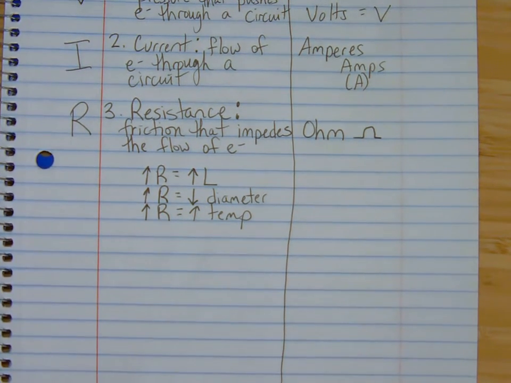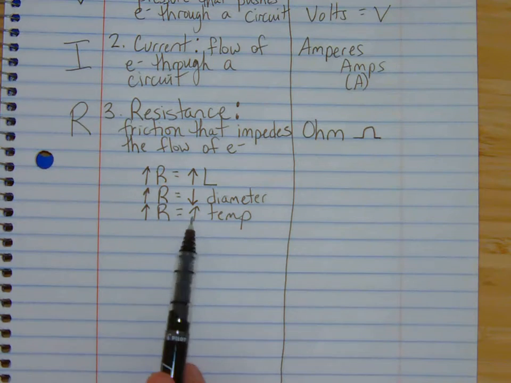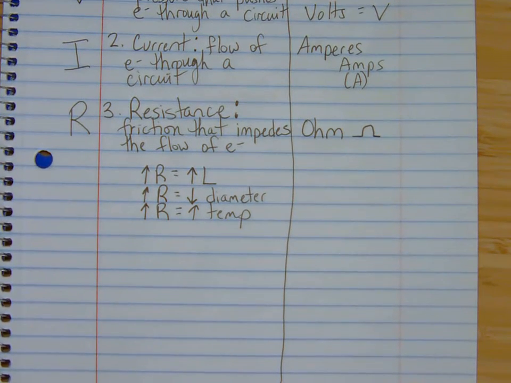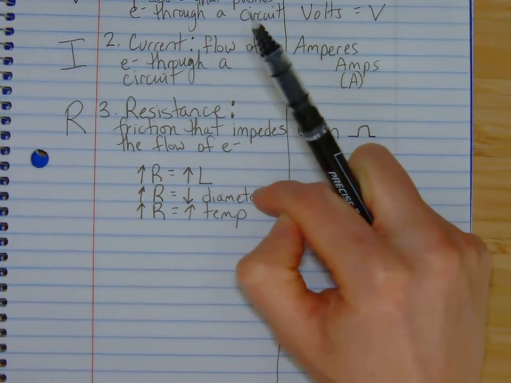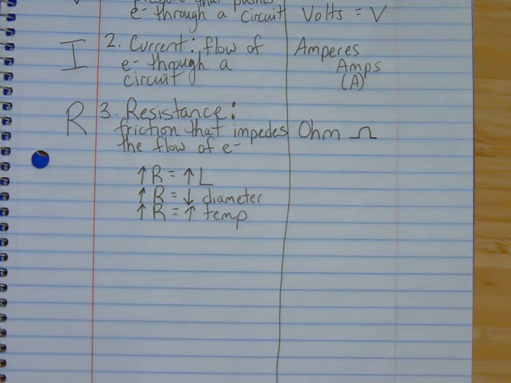And eventually, hopefully the circuit breaker will blow, a lot of people say. Hopefully the fuse will blow, whatever. Do something to stop the current or you're going to have a fire. So those are three ways that resistance can be altered: length of the wire, diameter of the wire, and then just temperature within. So, to the math.